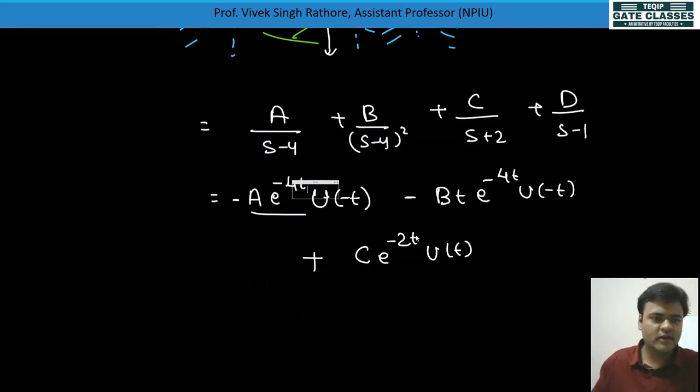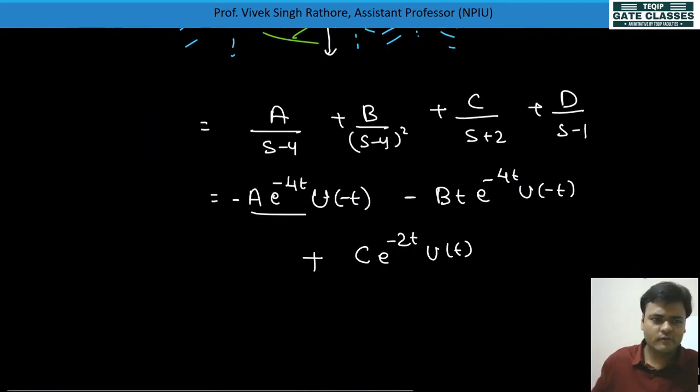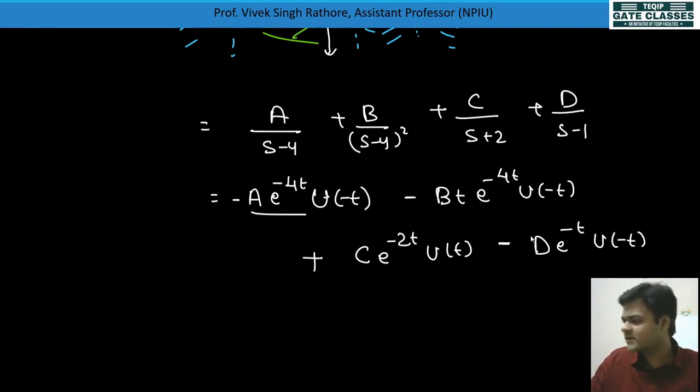Okay, and for d, s is equal to 1, which is obviously left-hand sided only, so we can write here d e to the power minus t, u of minus t, and here the minus sign will come. So this is the final expression. You can either calculate the a, b, c and d values also and put them over it.